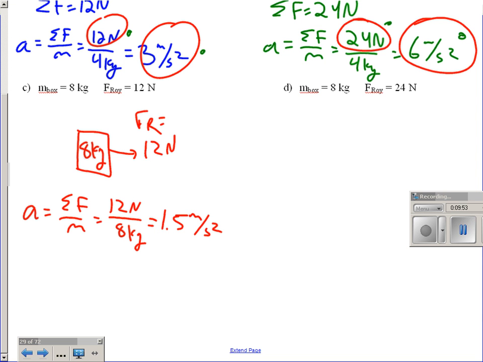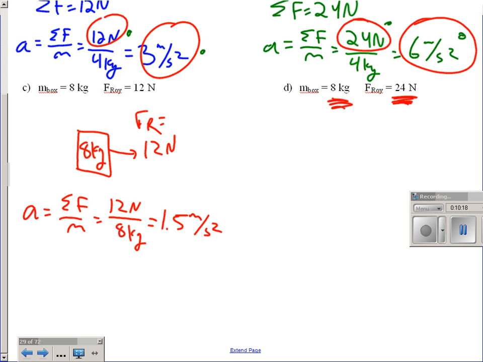Okay, so look, we've got twice as much mass, and it gave us half as much acceleration. So that is that. I'm not going to worry about example D. It's basically more of the same. What you end up finding is that you have twice as much force pushing the box, but you also have twice as much mass as example A, and so you end up getting the same acceleration.